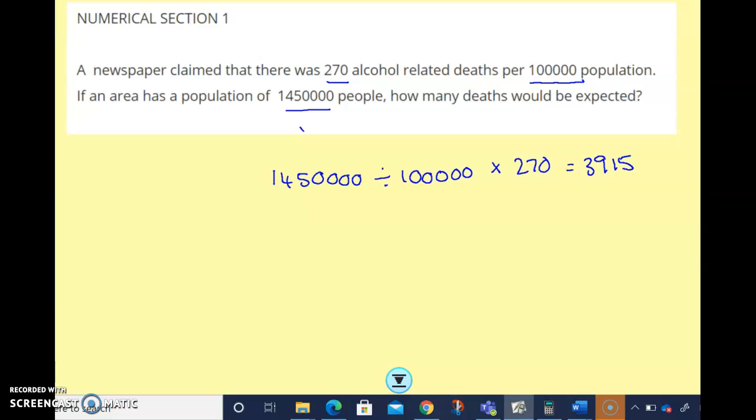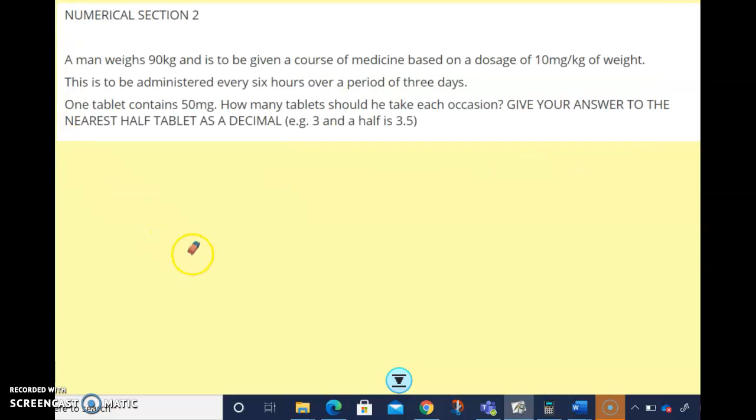Okay, so quite a lot in that first section. Section 2 is all about your drug calculations. Okay, so a man weighs 90 kilograms and he's going to be given a course of medication based on weight, and the dose is going to be 10 milligrams for every kilogram. That's what that means. It's 10 milligrams per kilogram. This is to be administered every 6 hours over a period of 3 days. One tablet contains 50 milligrams. How many tablets should he take on each occasion?